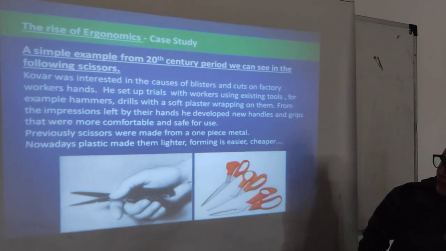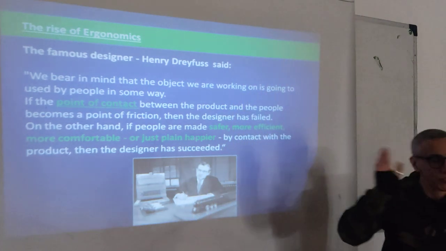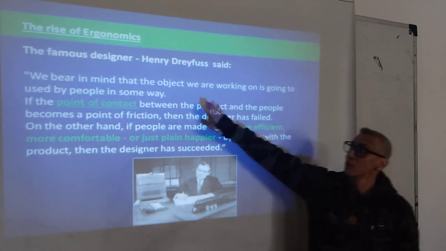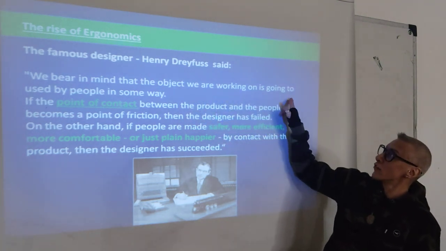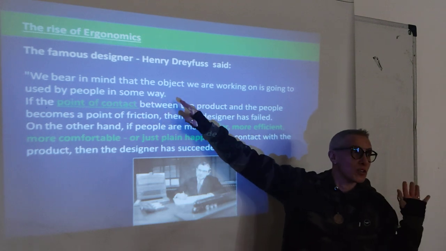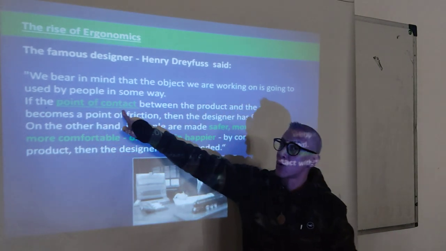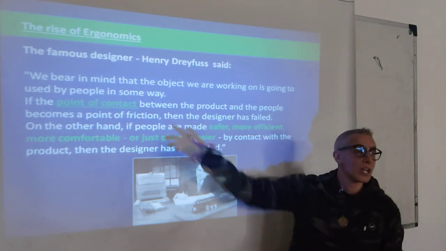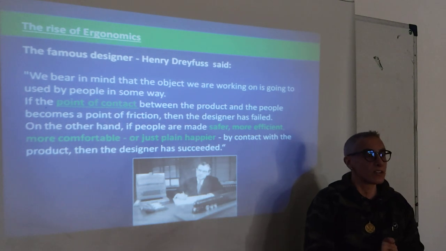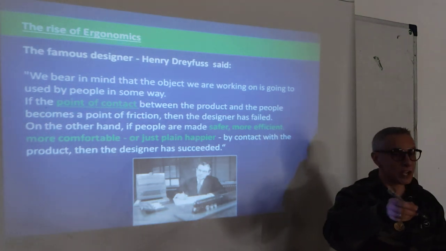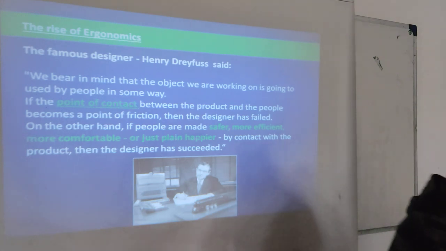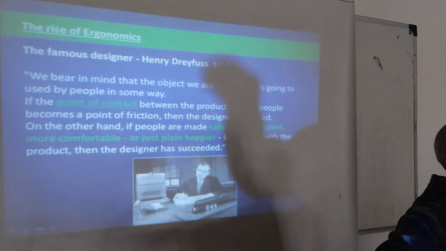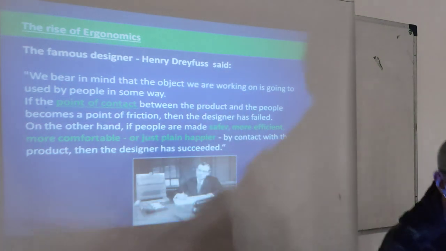So, let me move on. Here is another famous designer from 100 years ago. What did he say? We bear in mind that the object, meaning the product we are working on, is going to be used by people in some way. We already know that. If the point of contact between the product and the people becomes a point of friction... Now, every product you use has a point of contact. This pen has certain points of contact between my hand, my fingers, and the product. If I use this cup, it's a different way, different points of contact. If I touch this mouse, I'm using it differently than if I'm holding a pen.